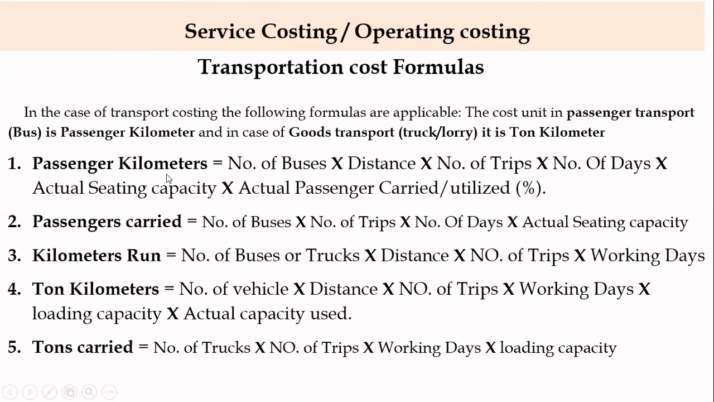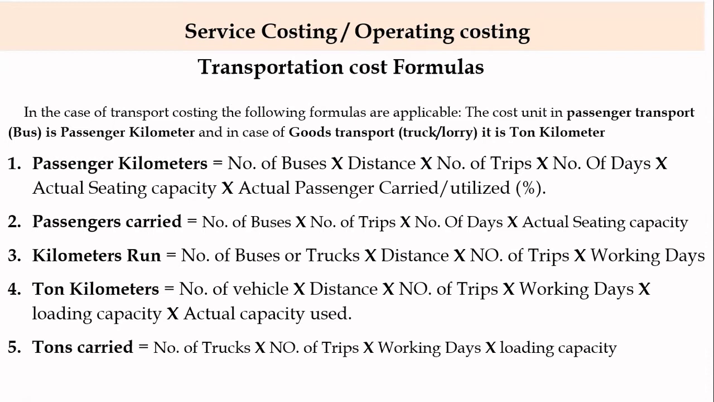Passenger kilometers is equal to number of buses into distance into number of trips made by the bus, number of days run by the bus, actual seating capacity, that is how many seats are there in the bus, and what was the capacity utilized, that is how many seats were full or used by the passengers.